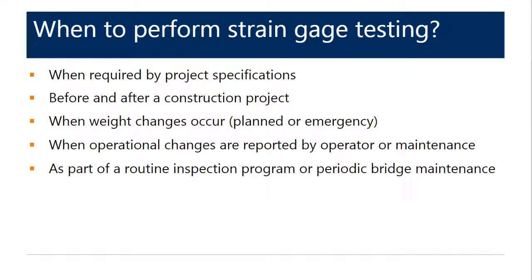When weight changes occur, either planned or emergency, we were aware of a situation where a car hit a bridge, hit a railing. The railing was removed from the bridge. No weight compensation was made. No balance testing was performed to determine the impact that railing had on imbalance. Another time to perform strain gauge testing is when operational changes are reported by an operator or by maintenance personnel. It should also be performed as part of routine maintenance and periodic bridge inspections.